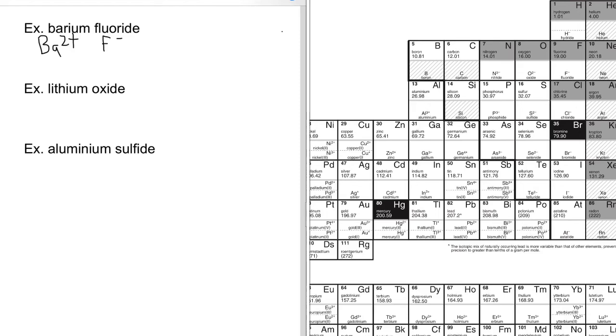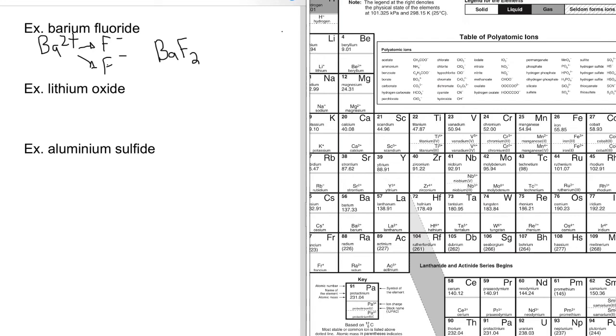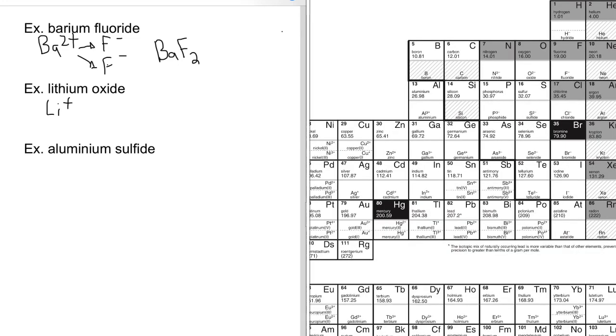Okay, so barium wants to give up 2 electrons, it's going to give 1 there, and we need another fluorine to accept the other electron. Okay, so we get BaF2 because we have 2 fluorines in total. Lithium oxide, lithium, if we take a look at the table, is Li+. Oxygen in this case is O2-.